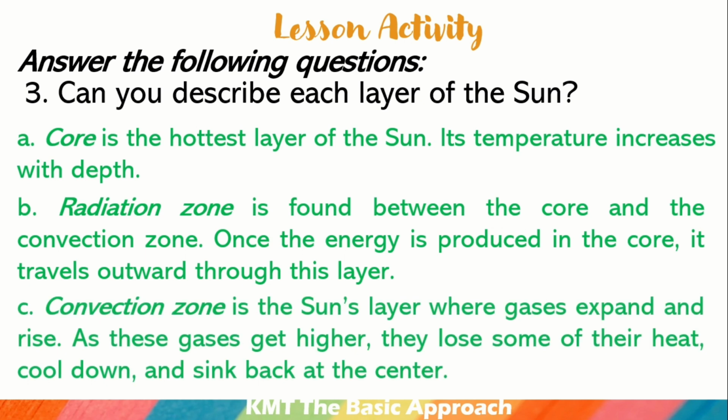Convection zone or convective zone is the sun's layer where gases expand and rise. As these gases get higher, they lose some of their heat, cool down, and sink back at the center.